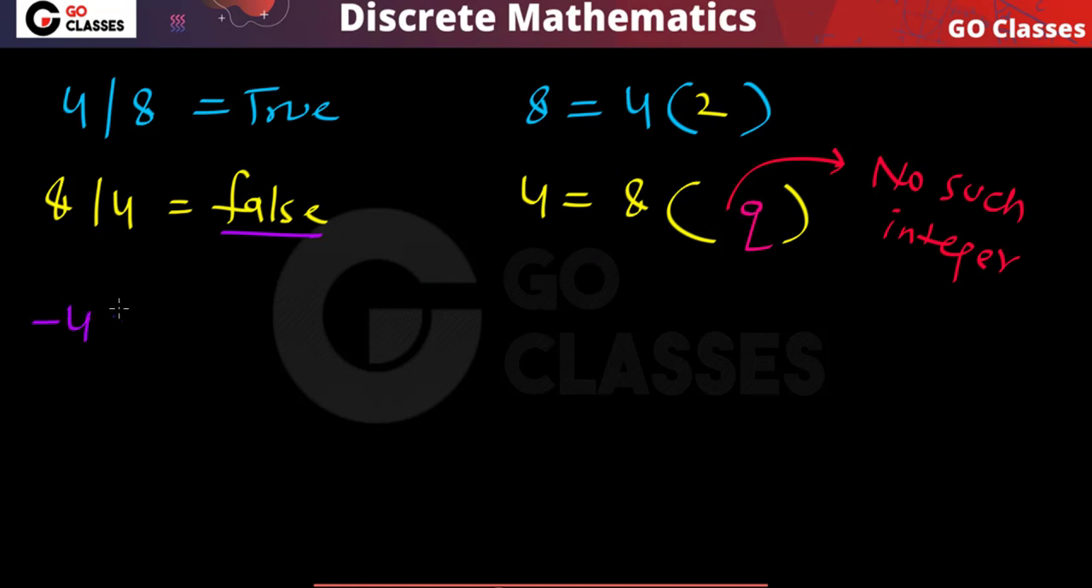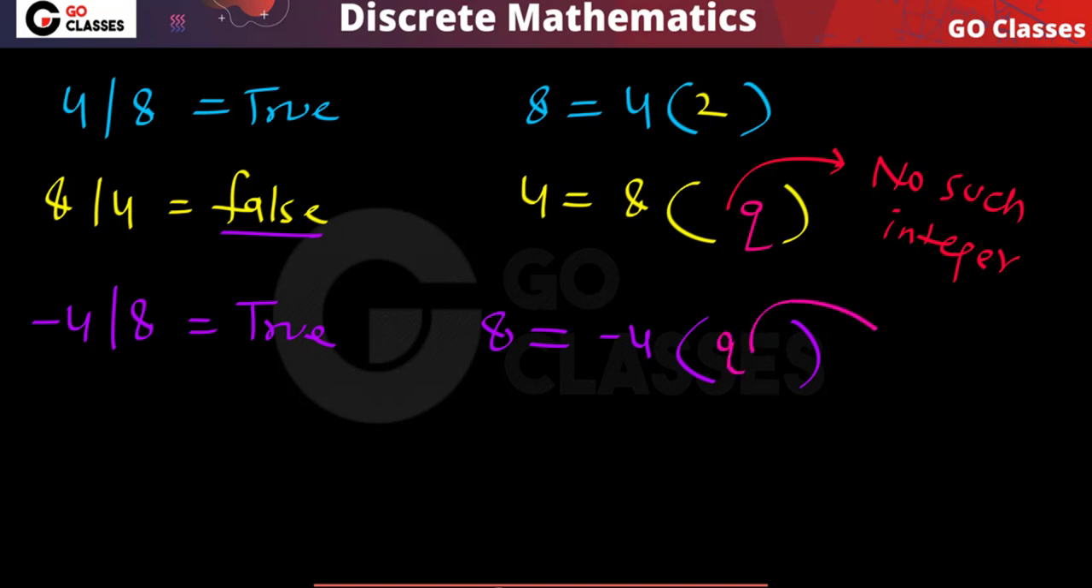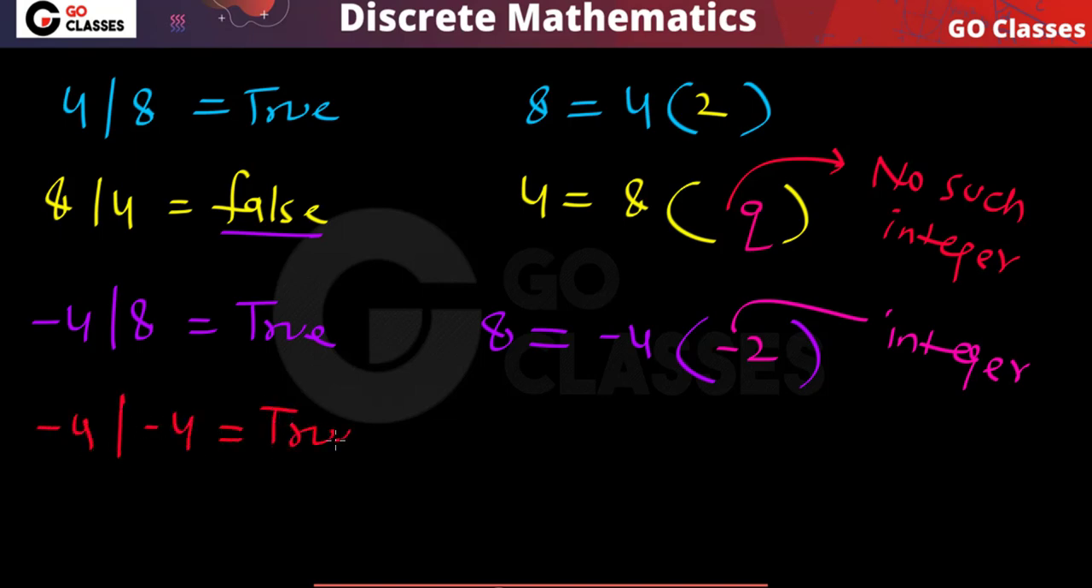Similarly, can I say minus 4 divides 8? Yes, this is true, because I can write 8 as some integer multiple of minus 4. What is that integer? That integer will be minus 2, which is definitely an integer. So yes, minus 4 divides 8. What about minus 4 divides minus 4? This is also true, because you can write minus 4 as an integer multiple of minus 4, that is 1.